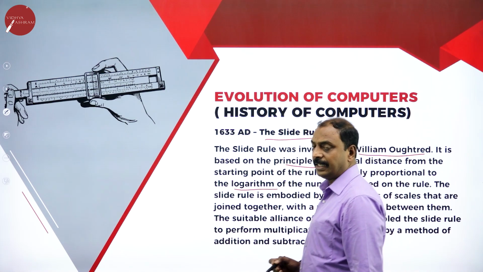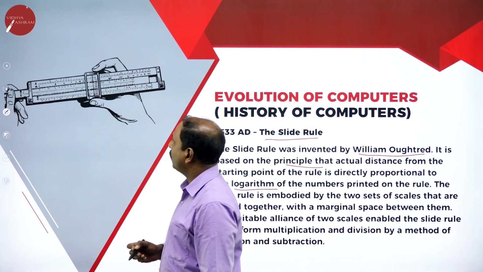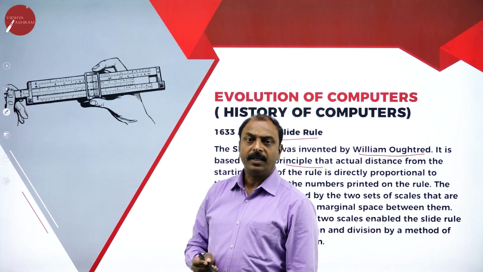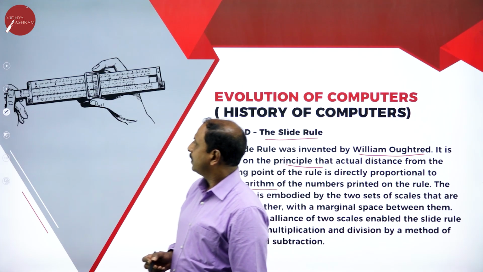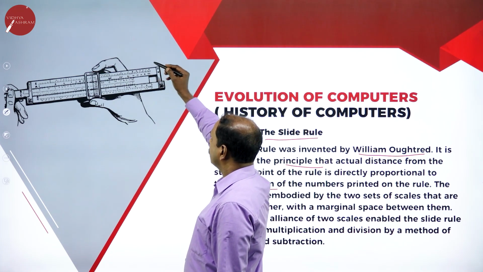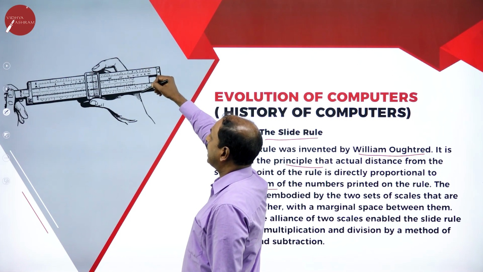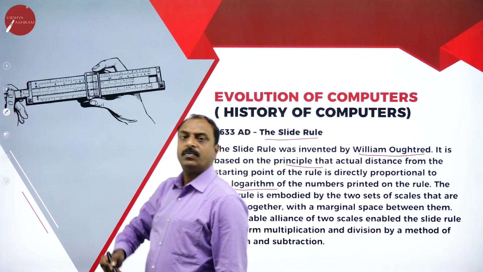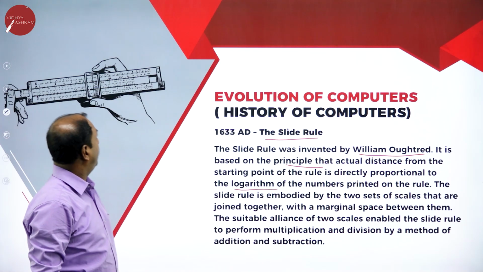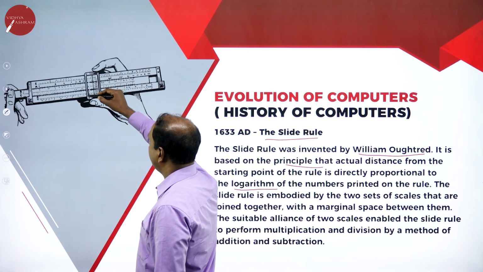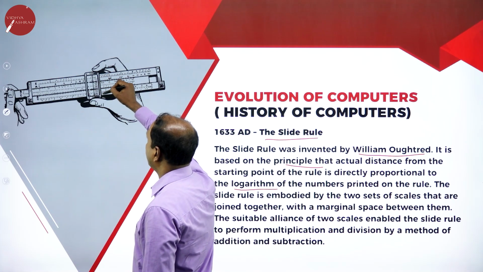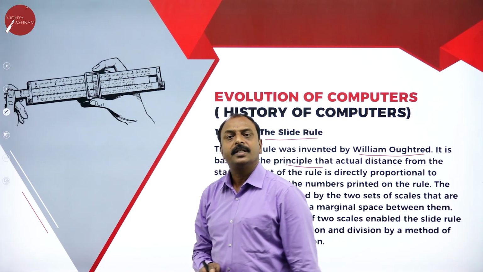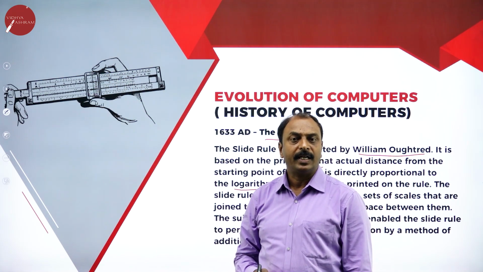So now we can see the image of the slide rule. This slide rule is made up of 2 scales, one fixed over the other, and here you can find a small window, a small gap, that is to read the result of any calculation.